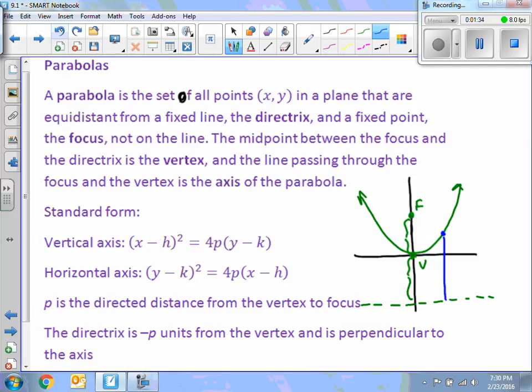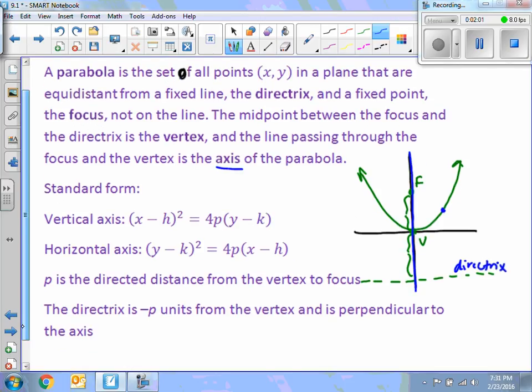So some special qualities about this graph that we have here. We have our vertex identified, our focus, this was our directrix. And this axis here that has both your focus and your vertex is known as the axis of the parabola.